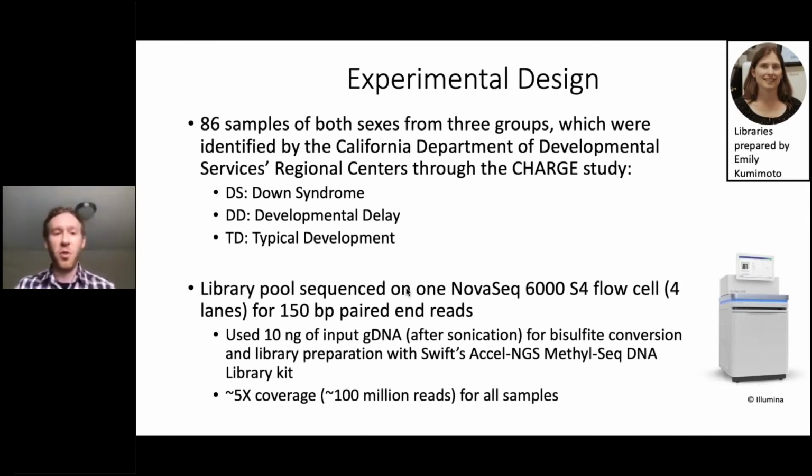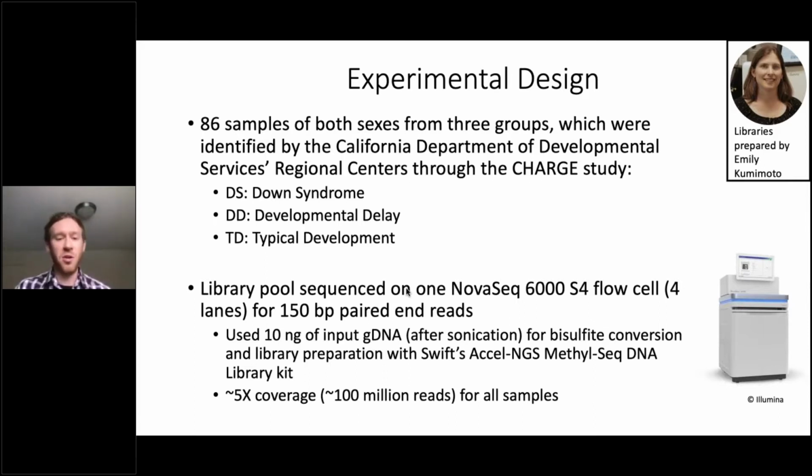So these 86 samples were prepared and pooled and sequenced on one NovaSeq S4 flow cell, which is 4 lanes for 150 base pair paired end reads. And we used just 10 nanograms of input genomic DNA after sonication for the bisulfite conversion and library preparation with the Swiss Excel NGS MethylSeq DNA library kit. And this gave us about 5x coverage, which is 100 million reads for all our samples.